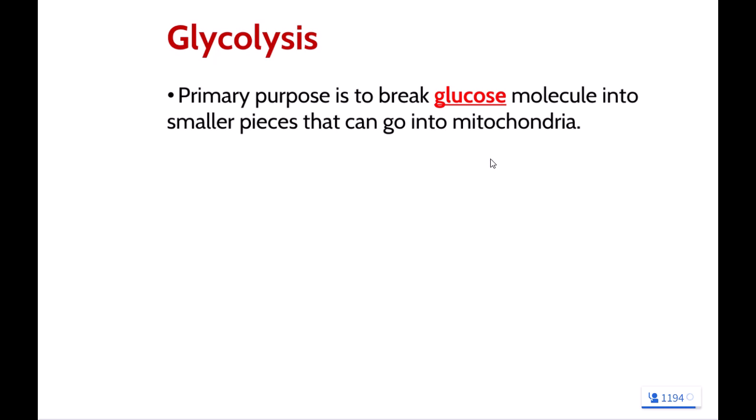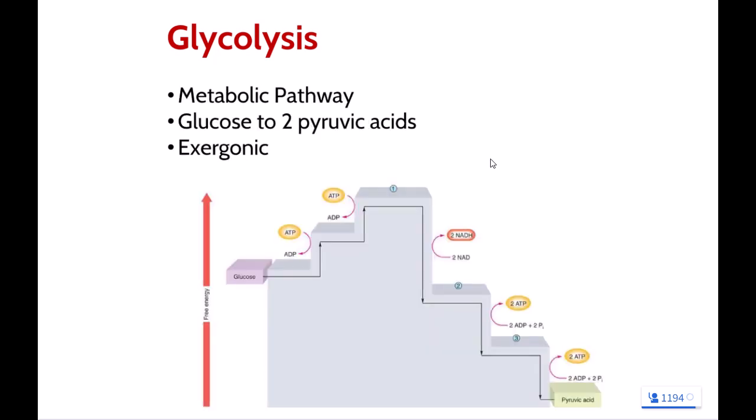Now, there's more to glycolysis than just chopping up a glucose molecule. There's a lot more to glycolysis. But the primary function we care the most about in terms of making ATP is that we take a glucose molecule in the cytoplasm, chop it in half, and then send those pieces into the mitochondria. Let's talk about some of the other details.